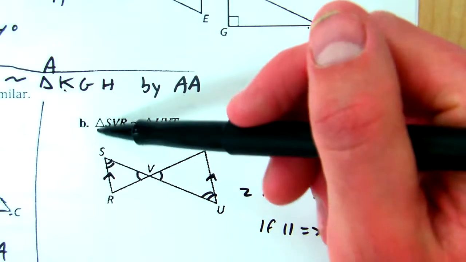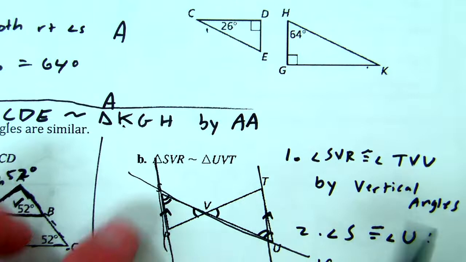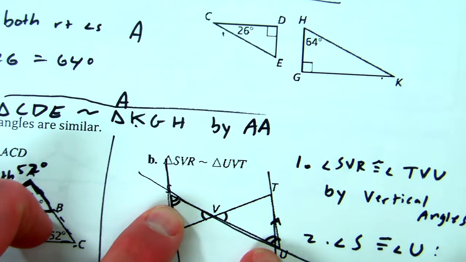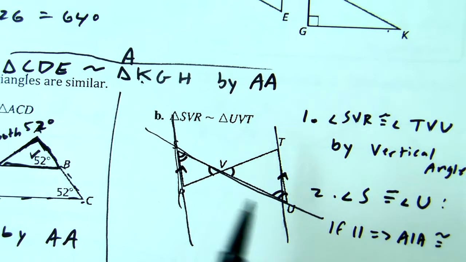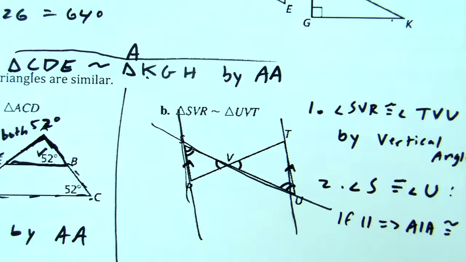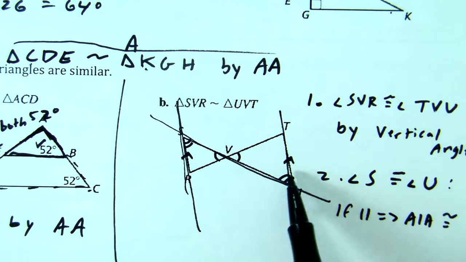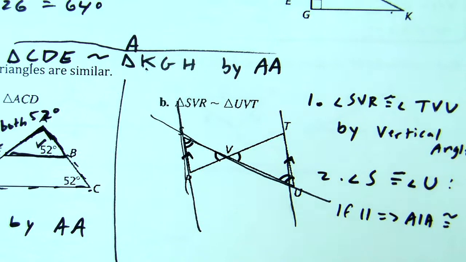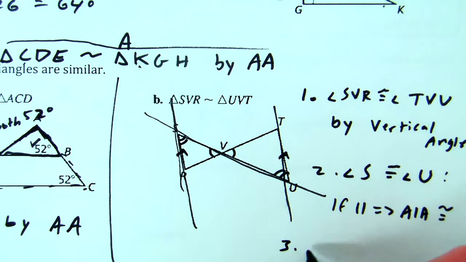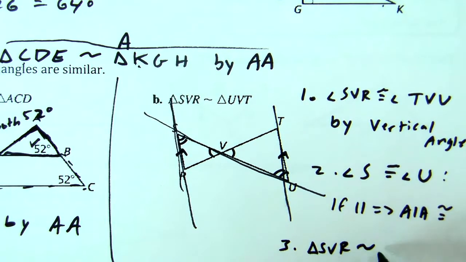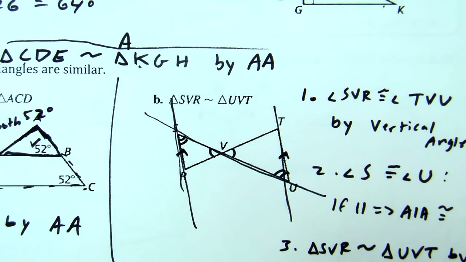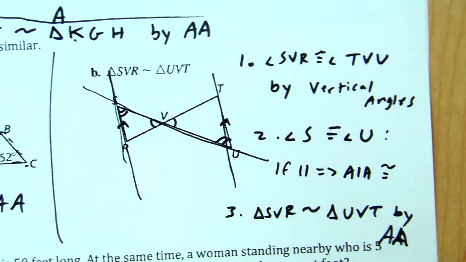And maybe if you extended these out a little bit, you could see that they're both interior angles, inside these parallel lines. Hopefully you can see that they are interior versus exterior. They're tucked inside between these parallel lines. So now we've shown I got a couple angles congruent. Therefore, triangle SVR will be similar to triangle UVT by the only theorem that we have so far to prove triangles similar, and that is angle-angle.